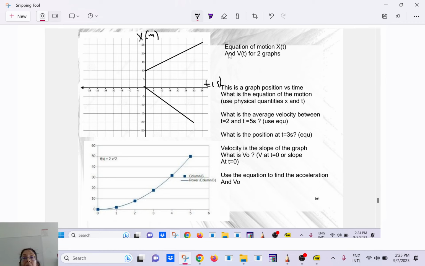After 4 seconds, 16. Wow, look at that. Do you see the relationship? How do you go from 1 to 1, 2 to 4, 3 to 9, 4 to 16? You square. So he discovered that the total distance covered is proportional to t squared. And that's the rule for anything accelerating at a constant rate.